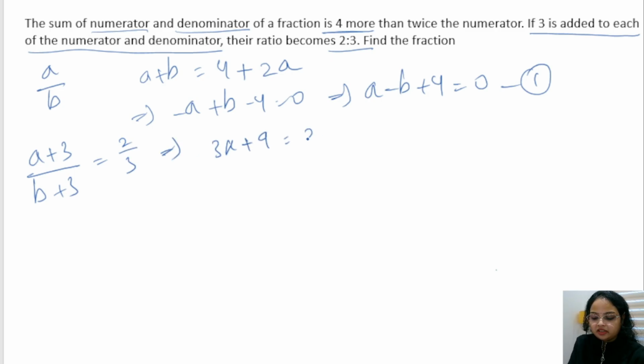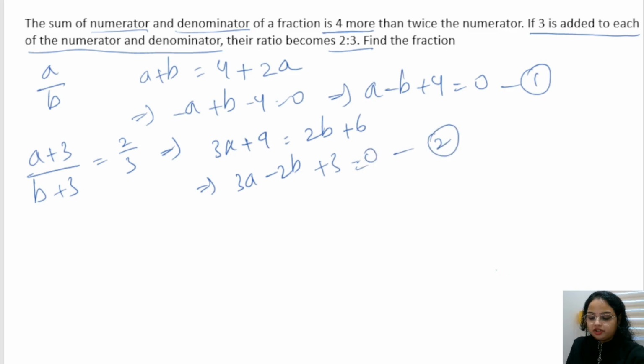3A + 9 = 2B + 6. Here 3A - 2B + 3 = 0. This is the second equation. I have here two equations. If you see the coefficient of A, in the first equation it is 1 and in the second equation it is 3. So I will multiply the first equation by 3, and I will subtract the second equation.